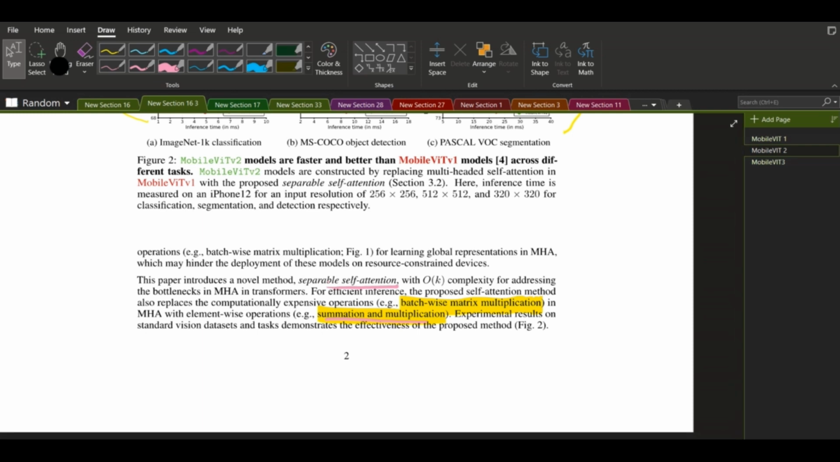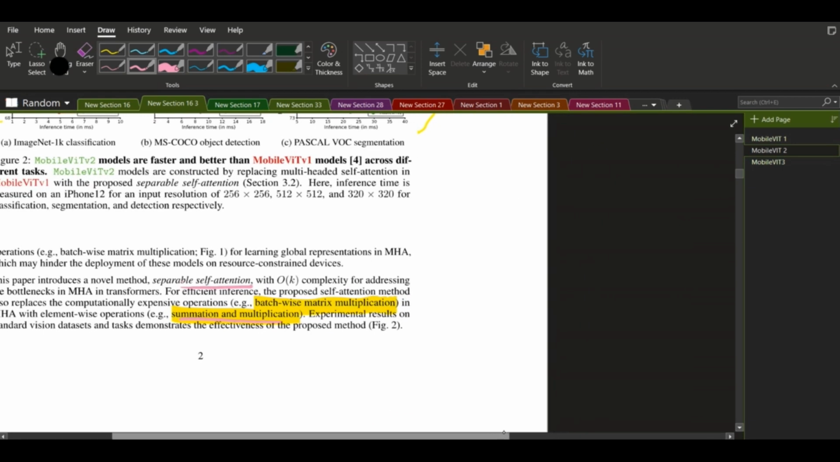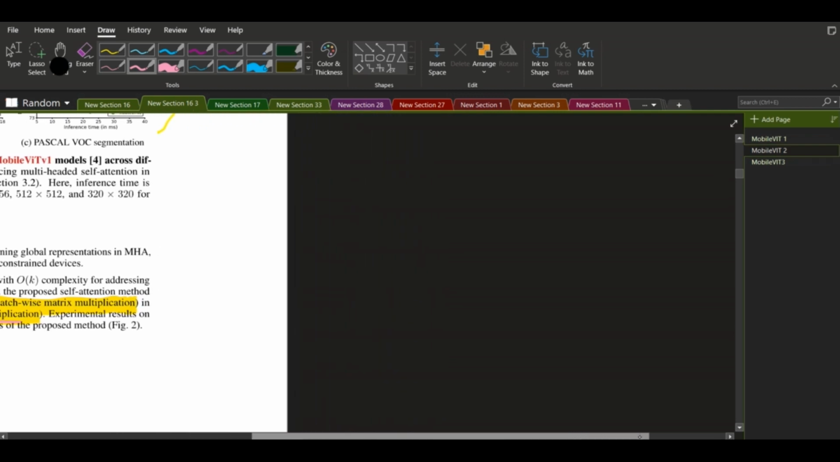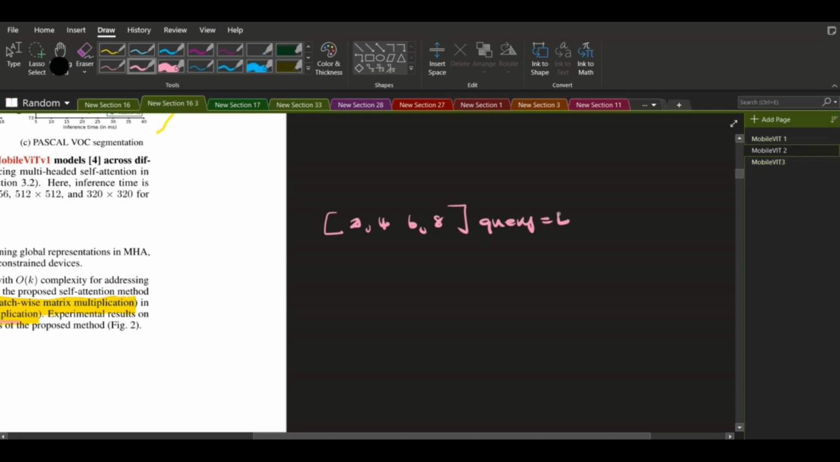I want to jump in here a little bit on what they mean by batch-wise matrix multiplication and summation, just to give you a perspective. We can think that each value in a sequence is multiplied by a corresponding weight, right? Let's make an example here, just consider this as a pure example. Let's say we have the sequence 2, 4, 6, 8, probably with the query being 4, right? So we need to compute the weighted sum of values in the sequence.